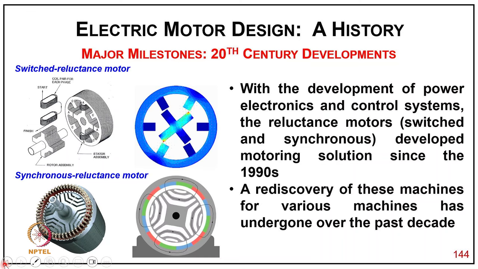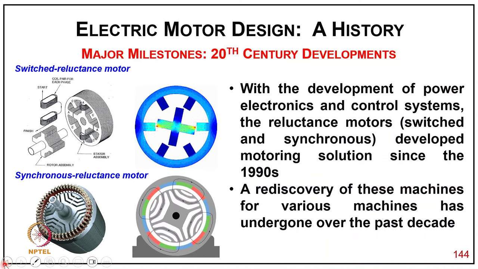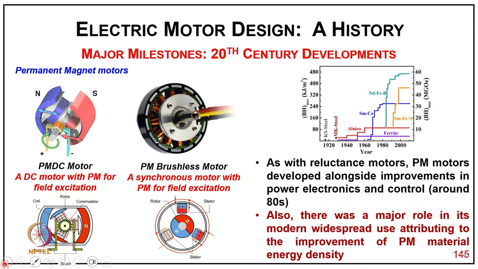The single reluctance motor is another discovery which came recently, around a decade ago. Then we have permanent magnet motors, the permanent magnet brushless DC motor and the permanent magnet synchronous motor, where we put a permanent magnet on the rotor. So it is an inverted form of the DC motor, where we put the permanent magnet on the rotor and the armature winding on the stator. This motor proved to be very efficient and is now used in a large number of applications.